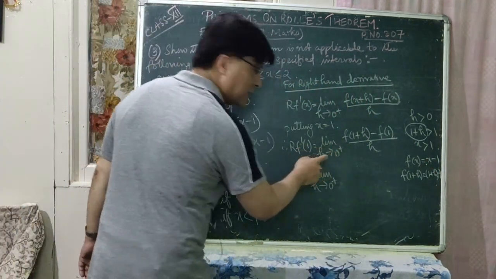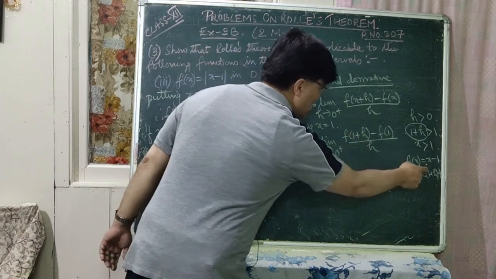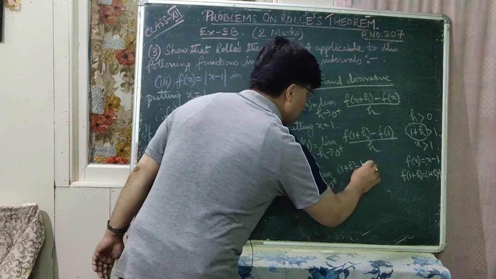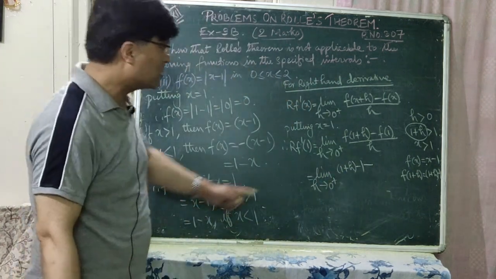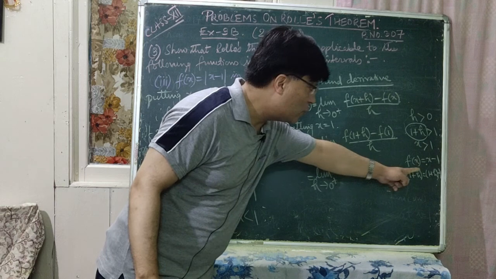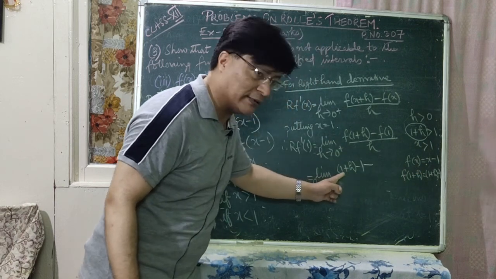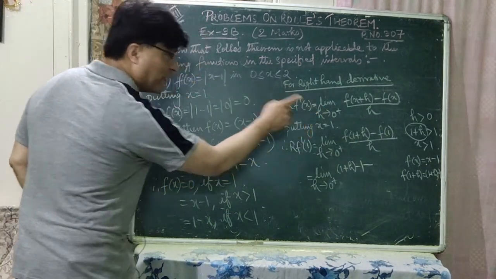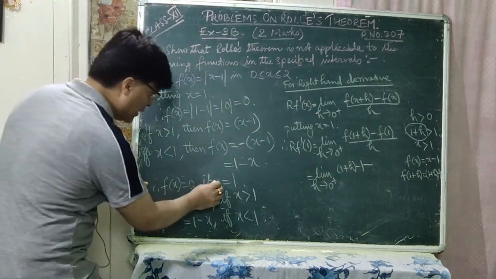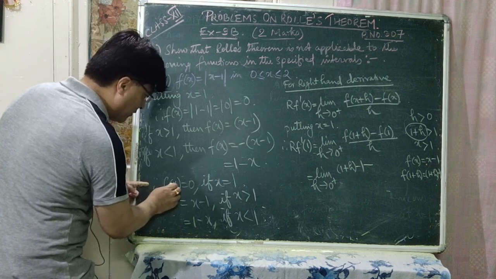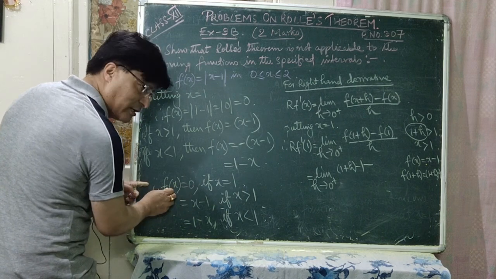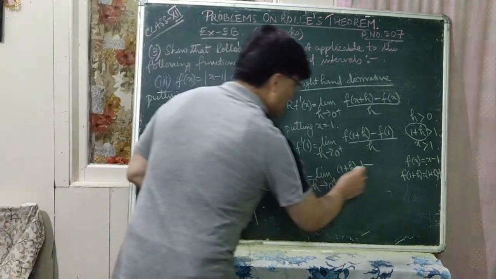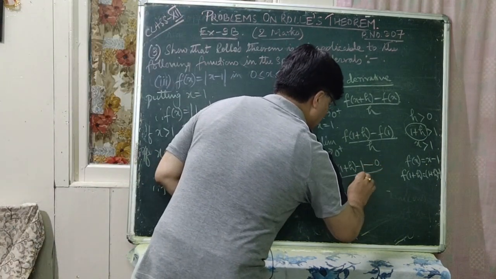So here you can write, what is the value of f of 1 plus h? It is 1 plus h minus 1. Then minus, what is f of 1? f of 1 means, what is the value of f of x when x is exactly equal to 1? When x is exactly equal to 1, f of x is equal to 0, that is f of 1 is equal to 0. So it is 0, divided by h.